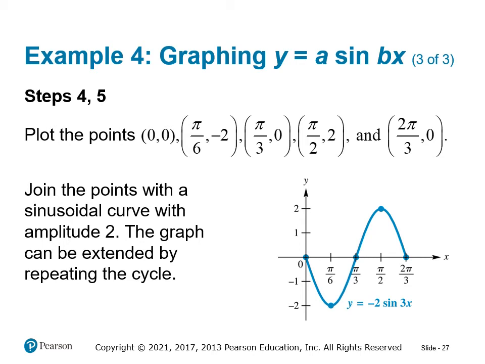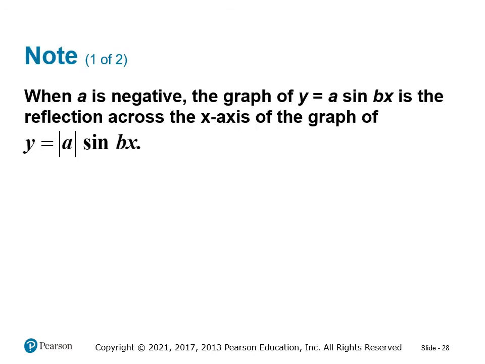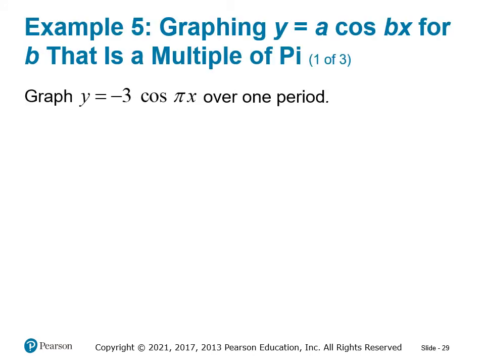We're flipped across the x-axis. A normal sine curve would go up and then down, okay? But because that multiplier was negative, we went the other direction. All right. And of course, we get a little note here. When a is negative, the graph of y equals a sine bx is the reflection across the x-axis, okay? We just saw that. All right, let's try another.